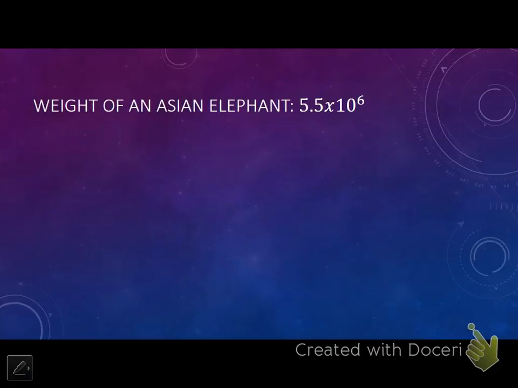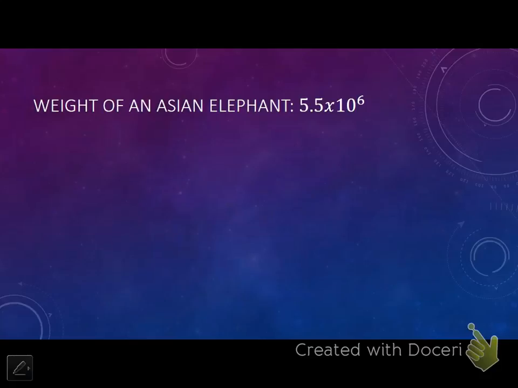Okay, so the weight of an Asian elephant is 5.5 times 10 to the 6. So this is a way to write numbers that might be larger than what our calculator can hold or smaller than what our calculator holds, because say we want to do the distance from here to the moon. Well, we can't get all the numbers into our calculator for that one, so we write it in scientific notation.